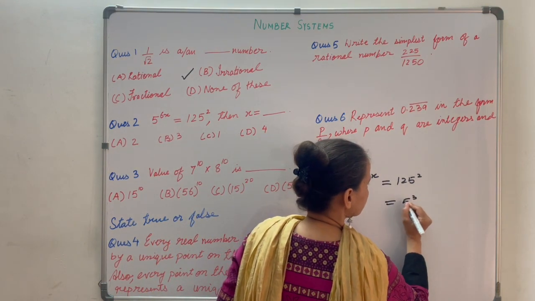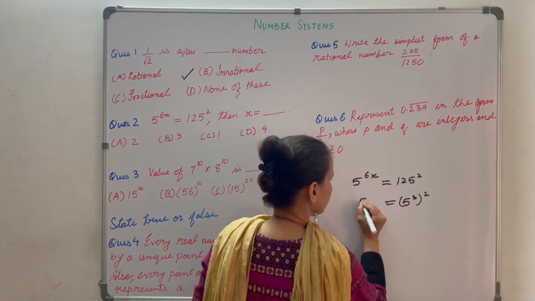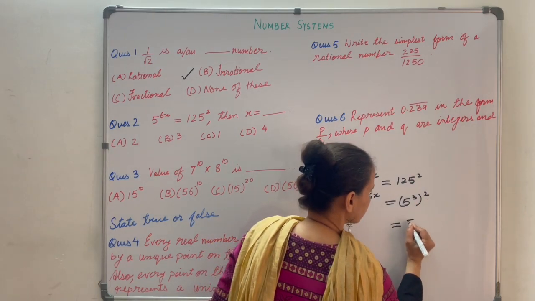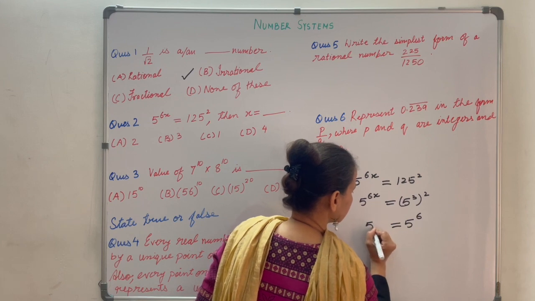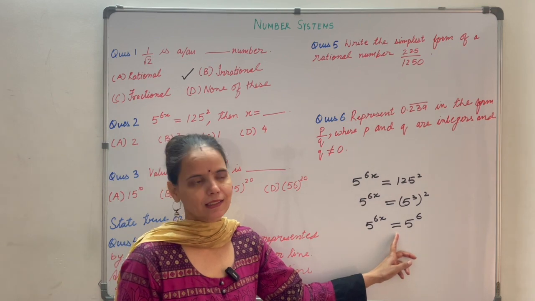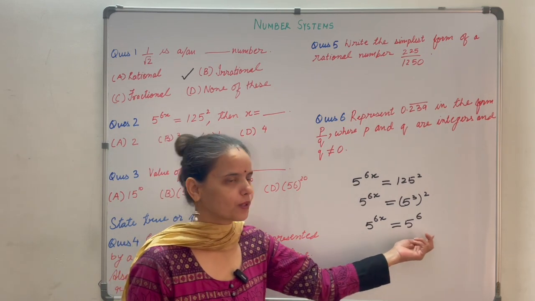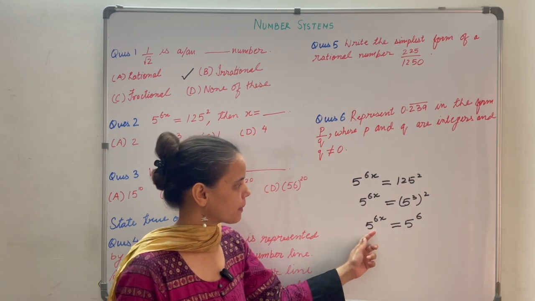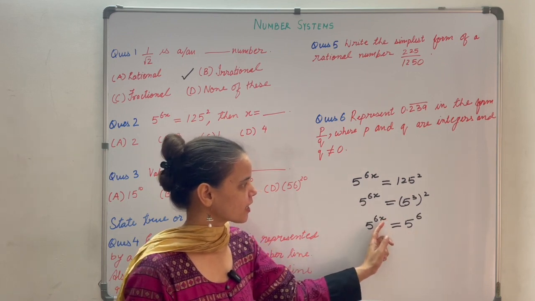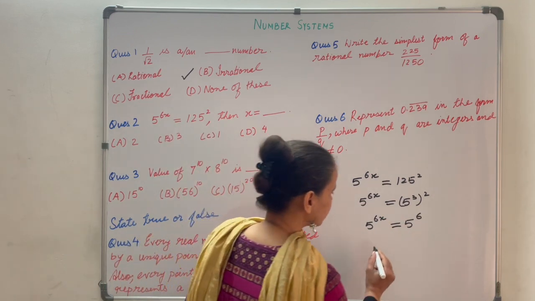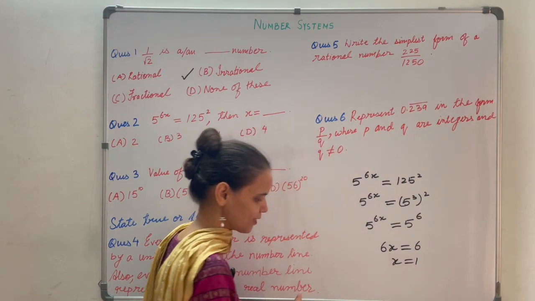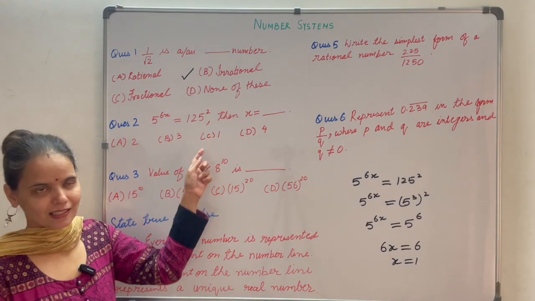So this is 5 cube whole raised to the power 2 and on this side we have 5 raised to power 6x. So now we can multiply the exponents. So you will have 5 raised to the power 6 and here you have 5 raised to the power 6x. So you can see that there is an equality sign here. That means this number over here is equal to this number over here. And here the base is 5 and here also the base is 5. So these two numbers will be equal when their exponent is also same. So we can rewrite this as 6x is equal to 6. So x is equal to 1. So the correct option over here is C.